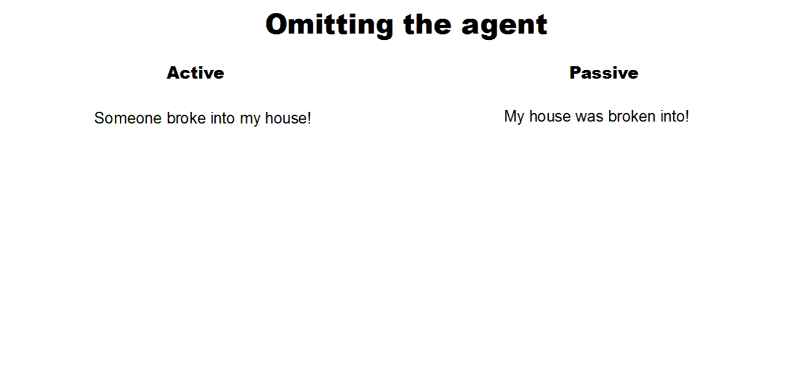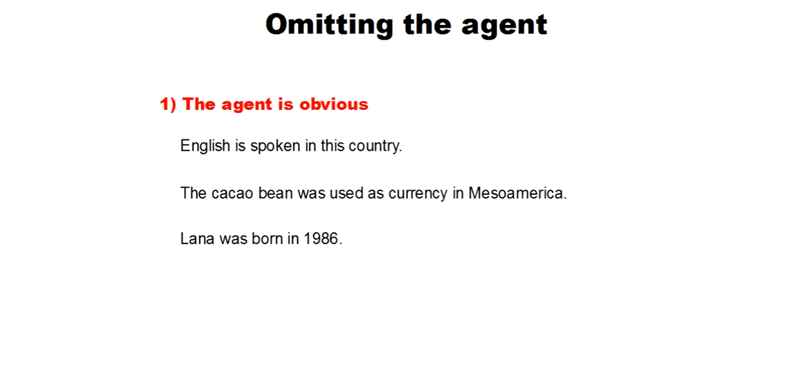So there are three main reasons why we choose to omit the agent. And the first one is when the agent is obvious. So you look at these three examples, it's not necessary to say who or what caused these actions to happen to these recipients. For example, English is spoken in this country by the people who live in this country. It would be completely redundant to say that. Same thing with the second example, by the people who lived then.